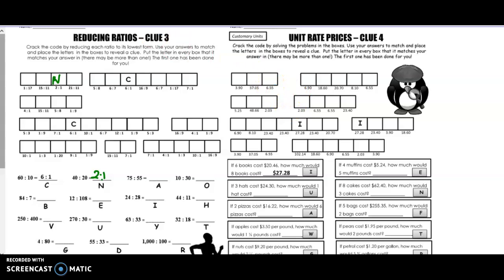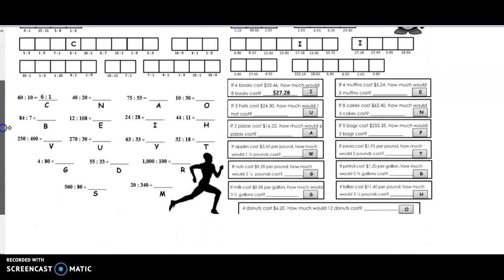All right, now let's look at clue 4. It says crack the code by solving the problems of the boxes. Use your answers to match and place the letters in the boxes to reveal a clue. Put the letters in every box that it matches your answer. All right, so the first one's done for you. Honestly, they've done the hardest one for you.